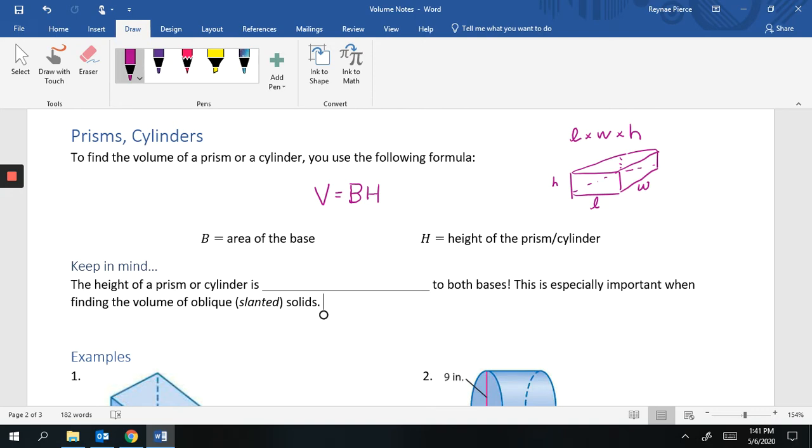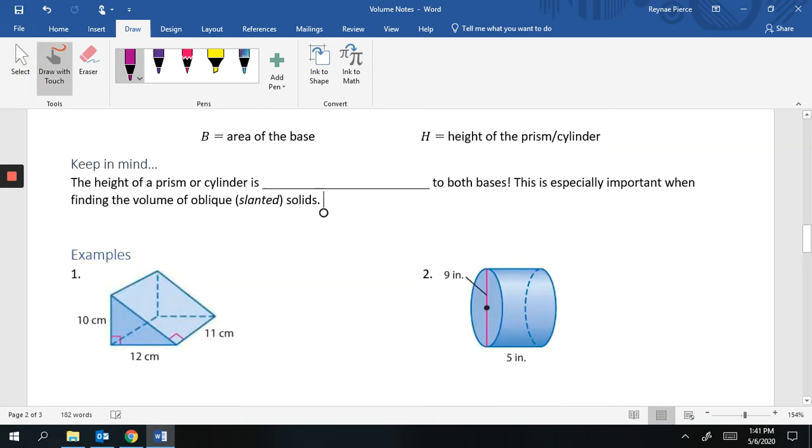The way that we're thinking about it now is you're going to be able to apply to different kinds of prisms and even cylinders now. The thing to keep in mind is that the height always has to be perpendicular to both bases.